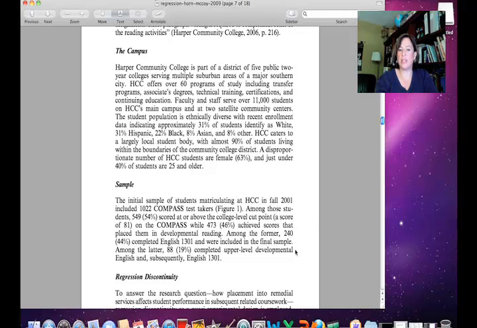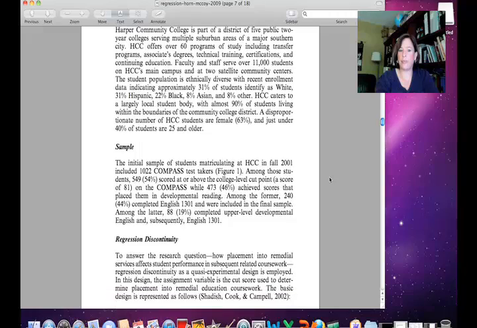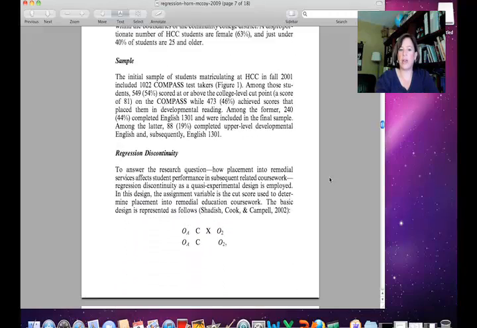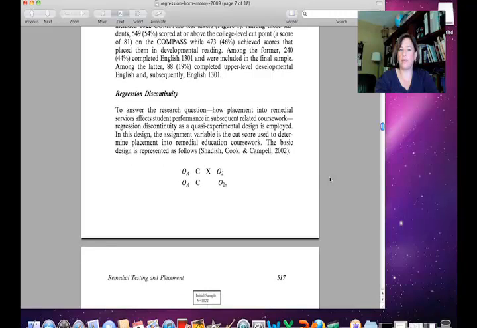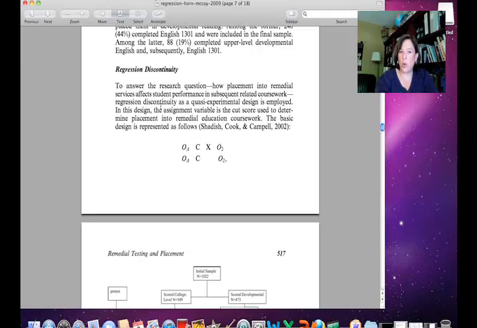They're providing descriptive statistics about the sample. Up here they provided ethnicity descriptive statistics. They provided other demographic information about their sample. Here is a picture of their model that they're going to study. This looks like the notation for an experiment. And indeed, you see the method that was used here, regression discontinuity, as a quasi-experimental design is employed. You don't necessarily have to know what all that means, but quasi-experimental design is an important thing to know.